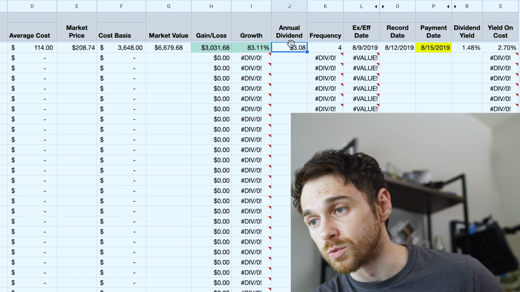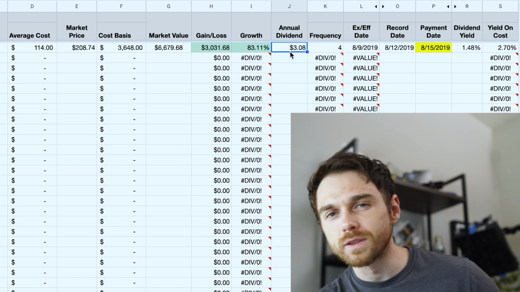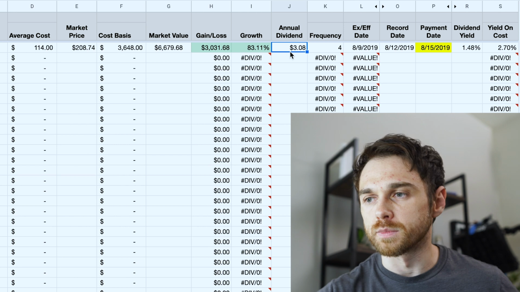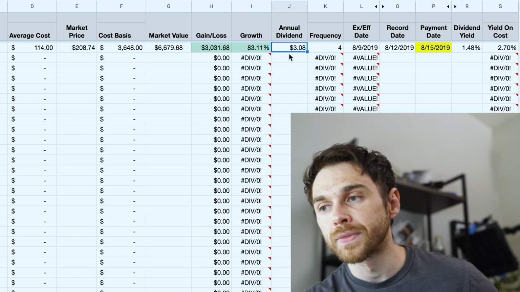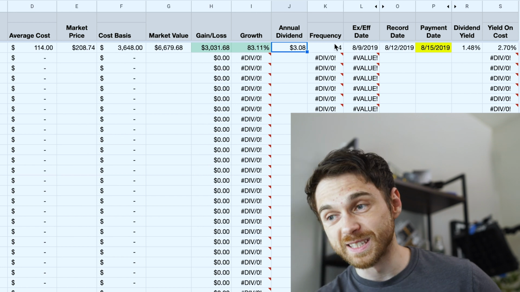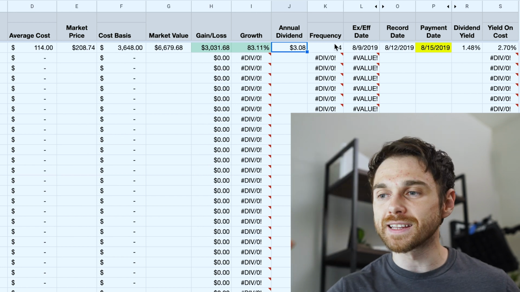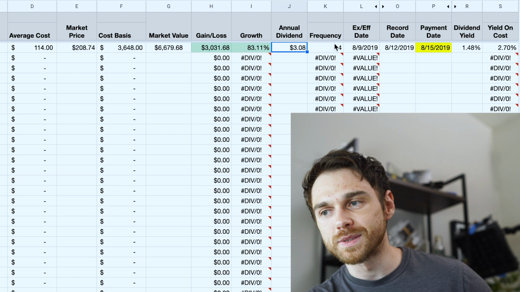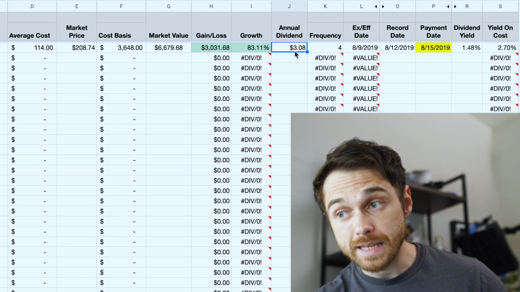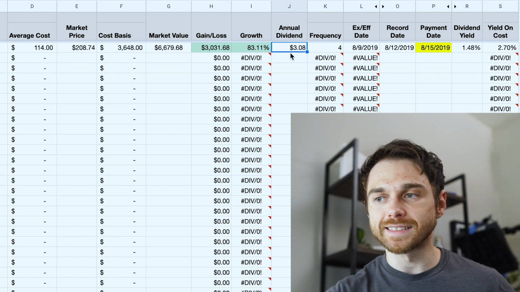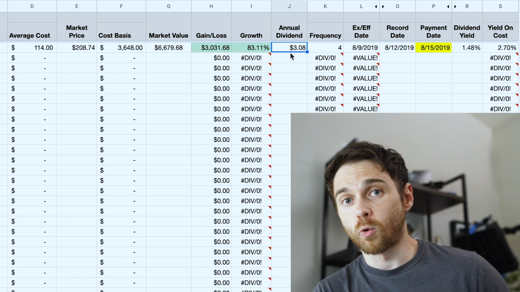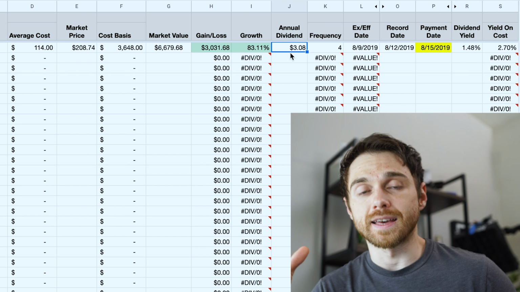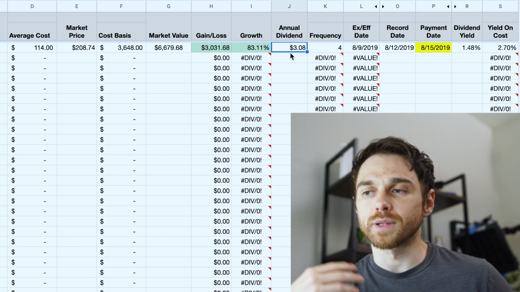And then in column J, it'll show me the annual dividend that I get from this stock, which is $3.08 per share. And the next column, this is amazing, frequency. Now it's going to tell me how many times Apple is going to pay me this $3.08 throughout the year. 4 times denotes that it is quarterly. If you see 1, that is annually, 2 is semi-annually, etc.